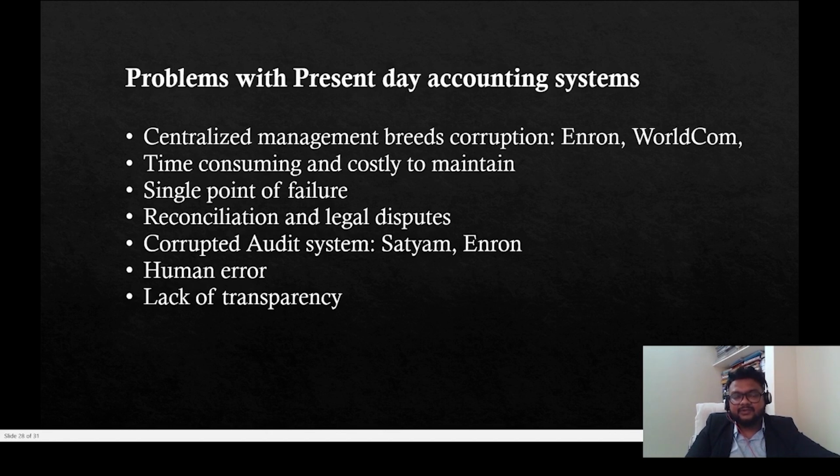Corrupted audit systems, as we can see, many big four firms are involved in this kind of corruption. Human error is obvious. Lack of transparency.